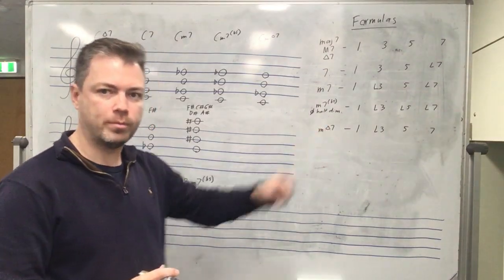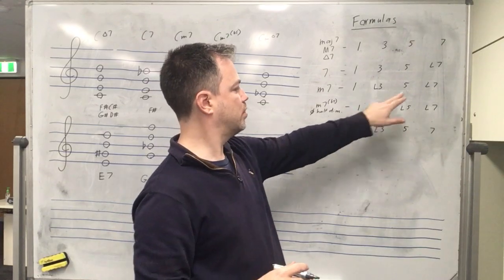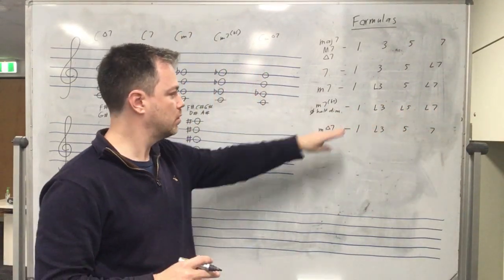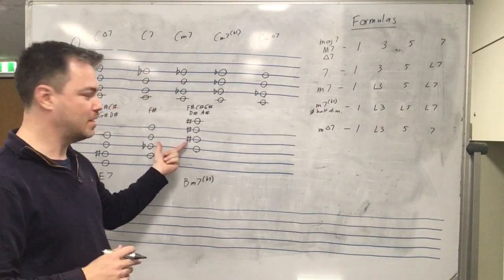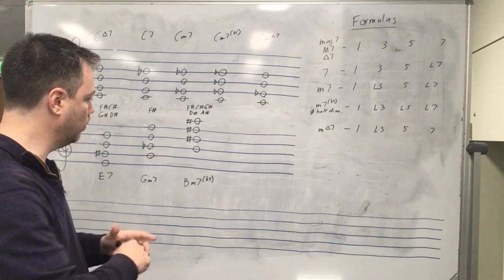Now we can apply the formula. So minor 7 flat 5: 1, lowered third, lowered fifth, lowered seventh. So they all get lowered except for the first note. So what do we need to do? Of course, we can just rub out all of those sharps because they're all getting lowered.